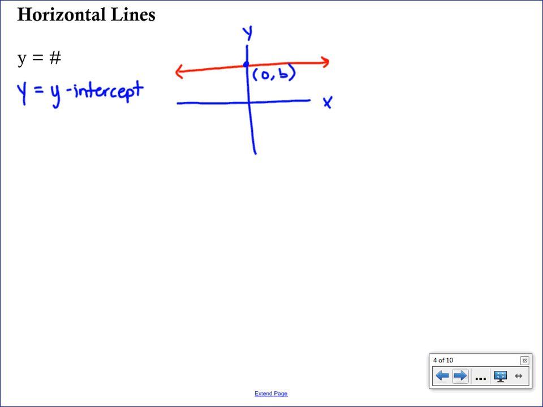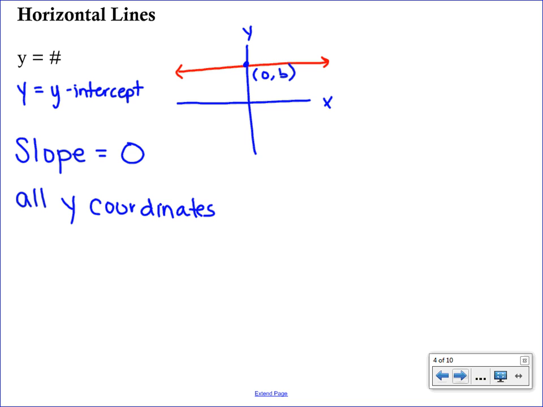But the two important things that you need to keep track of for a horizontal line, and write this nice and bold here, is the slope is 0, and that all of your y coordinates are the same. No matter what x is, your y value is going to be the same because that's what keeps it on that horizontal line.